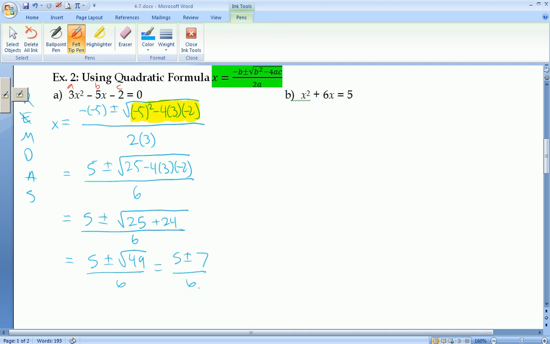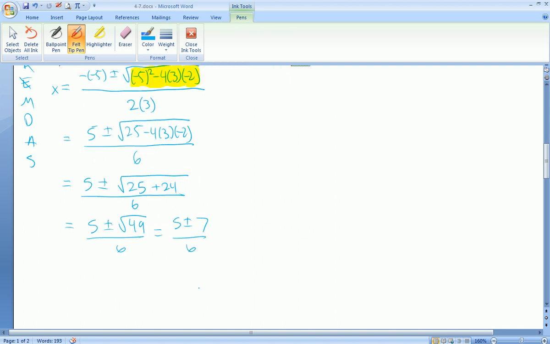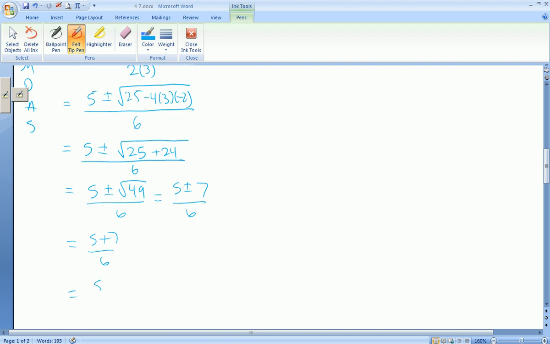So we're going to keep on going a little bit, and this is going to be 5 plus or minus 7 over 6. All right, you need two solutions here. You're going to get two solutions. If your radical disappears like it did right now, because the square root of 49 is 7, you're going to get two solutions. You can't stop here. You have to keep on going. Okay, so our first solution is 5 plus 7 over 6. That's one of our solutions, right? And then we're going to do a 5 minus 7 over 6. Hopefully you guys can see that we separated a positive and a negative, okay?